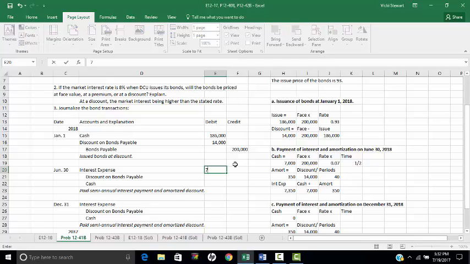So now we're going to make the entry to record the interest expense. We debit interest expense for $7,350. We credit the bond discount for $350, and we credit cash for the $7,000.